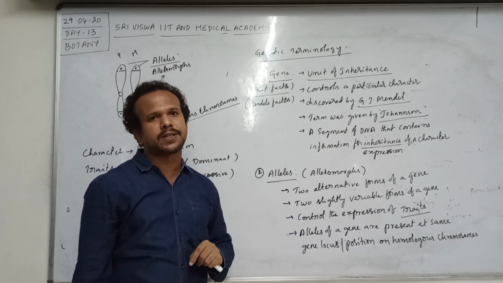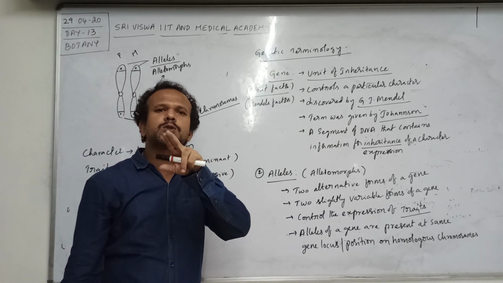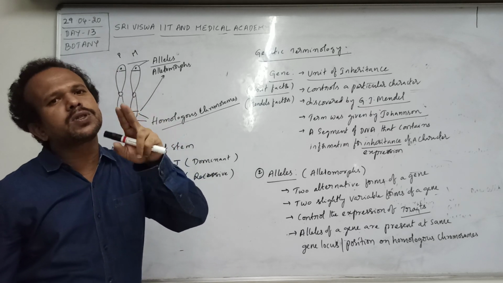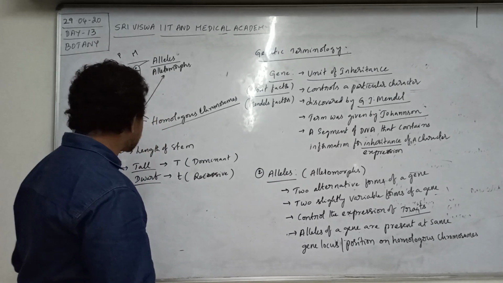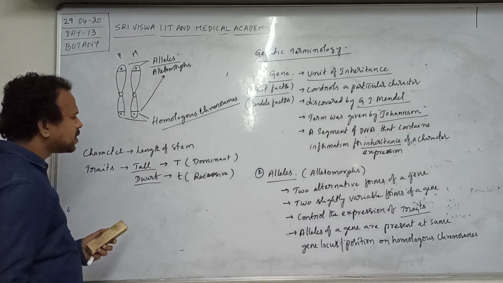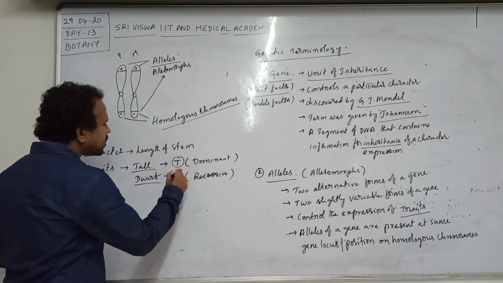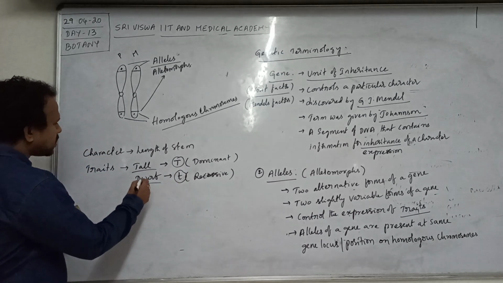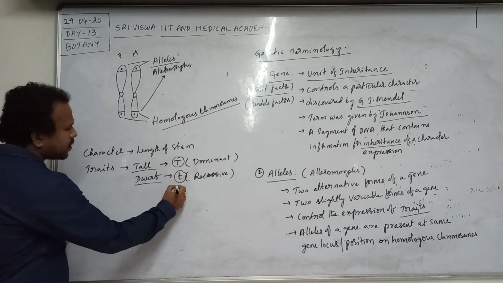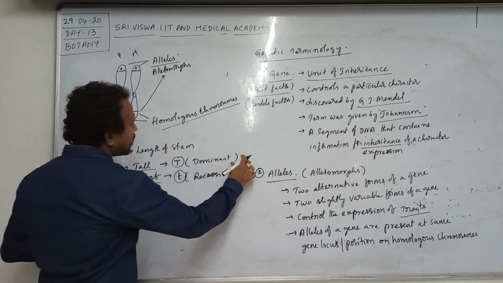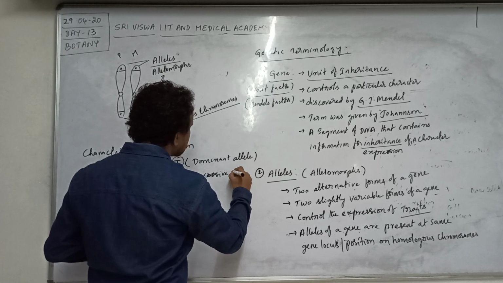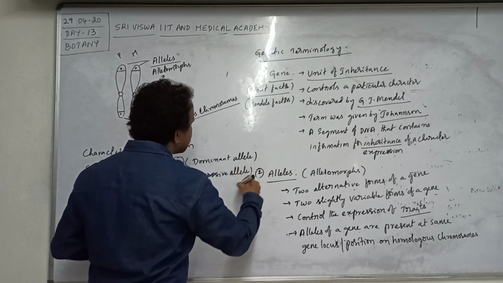female parent. However, this homologous pair of chromosomes contains two different or two similar alleles. For example, say representation of alleles. Generally here capital T is an allele, small t is an allele. Generally these two are alleles. This is the dominant allele. This is the recessive allele.